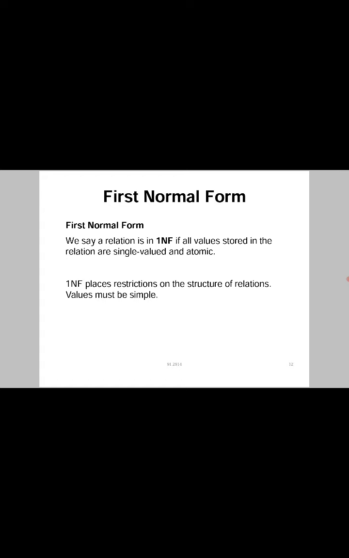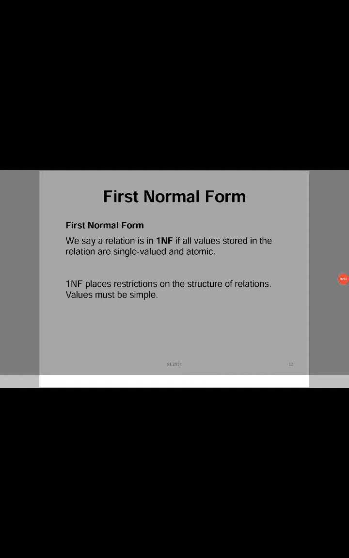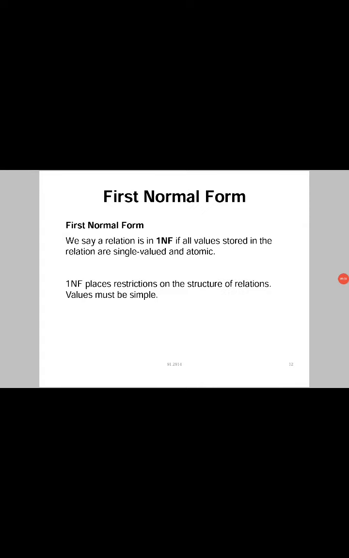What are the different types of normal forms? First normal form, second normal form, third normal form, and BCNF. These are the four types of normal forms.